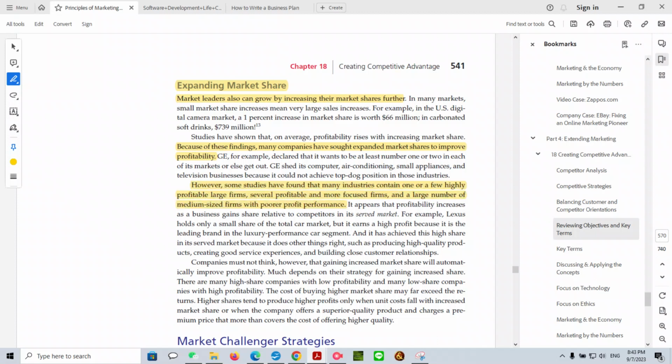It appears that profitability increases as the company gains share relative to its competitors in its served market. For example, Lexus holds only a small share of the car market but earns a high profit because it is the leading brand in the luxury performance car segment. It has achieved its high share in its served market because it does other things right, such as producing high quality products, creating good experiences, and building close customer relationships.